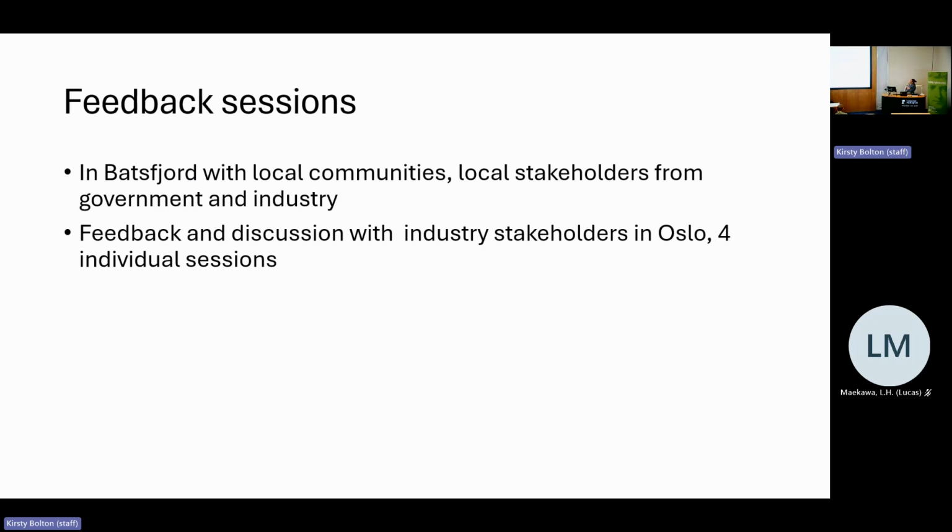We only did them with industry in the northeast, but not with lay people. So we went back to Båtsfjord. Yeah, so we did 4 individual feedback sessions, and we're currently working on implementing changes to our scenarios based on those feedback sessions, and then input them into the energy system model.